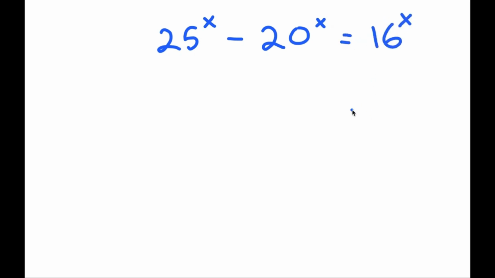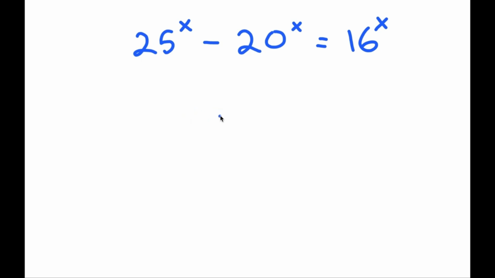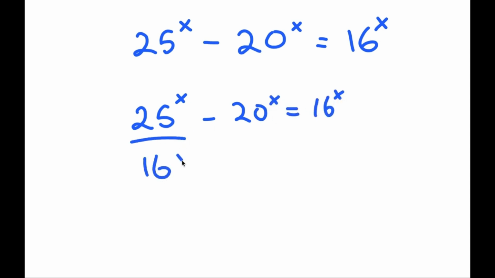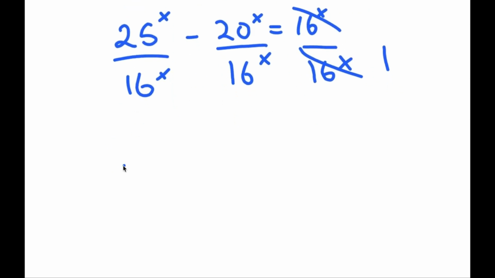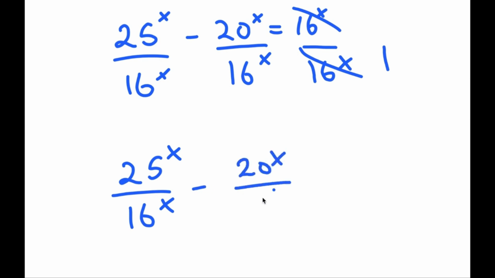Alright, so in this video, I'm going to be solving the equation 25 to the power of x minus 20 to the power of x is equal to 16 to the power of x. So, to solve this, I'm going to first start by dividing every term with 16 to the power of x. So, these two cancel out my right-hand side. So I'm left with 25 to the power of x over 16 to the power of x minus 20 to the power of x over 16 to the power of x is equal to 1.